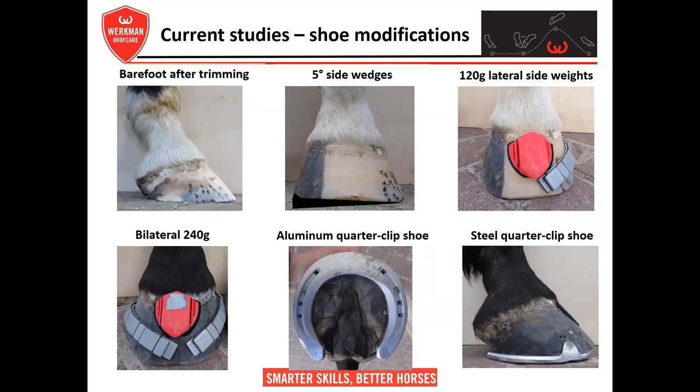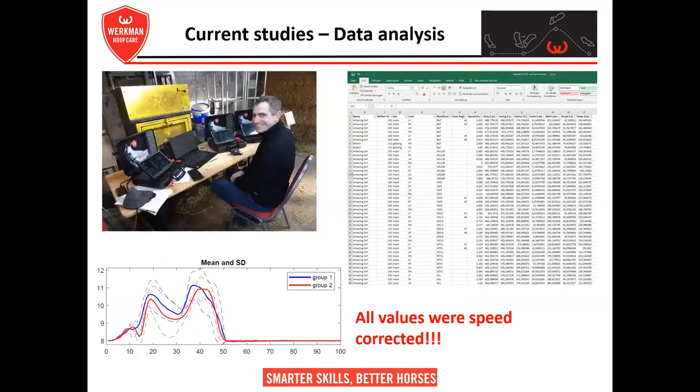Here's just an overview of the parameters, and if I show you the results, usually barefoot after trimming is our reference, and then we can see the difference, for example, to a 5 degree side wedge at the medial side or the lateral weight or whatever. So this is just what we examined and how it looked. And of course, all data were speed corrected.